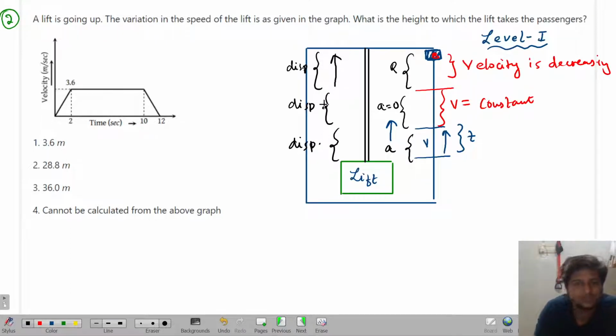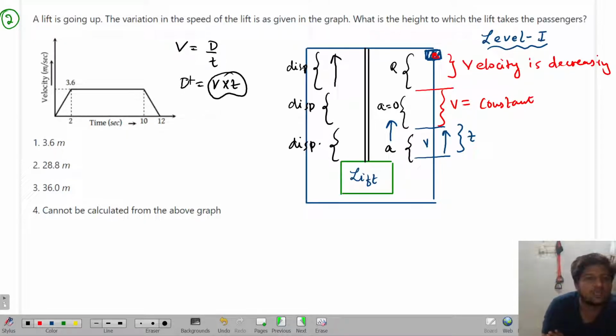Now, how to calculate these displacements in an easy way? You know that velocity is equal to distance by time. So I can write distance as velocity into time. So the area of the velocity-time graph will give you the distance, or not? Tell me yes or no. Everyone, are you able to understand or not?